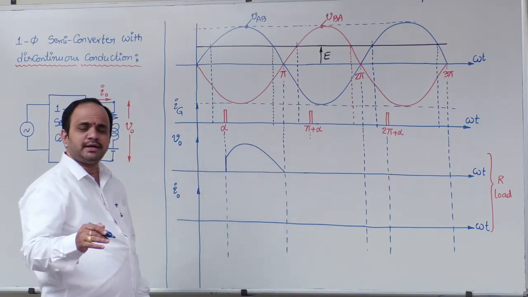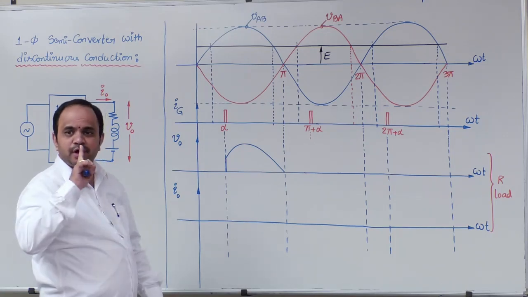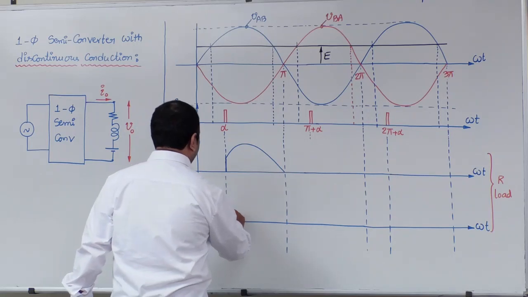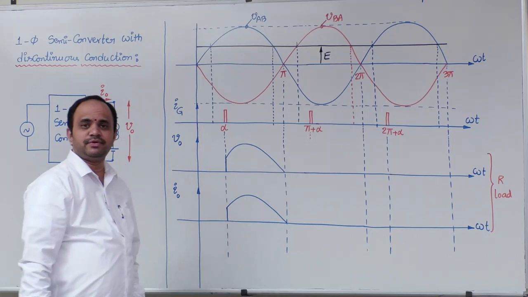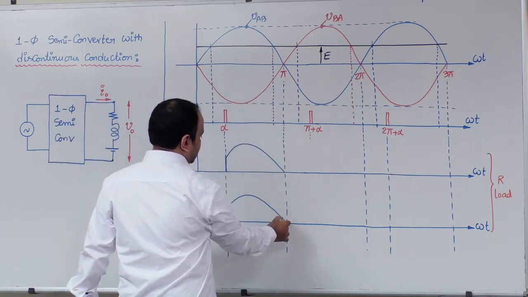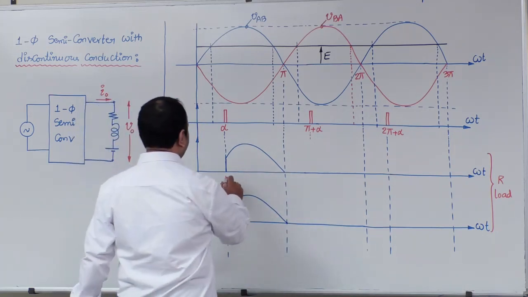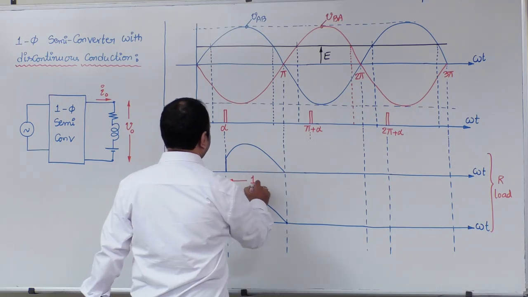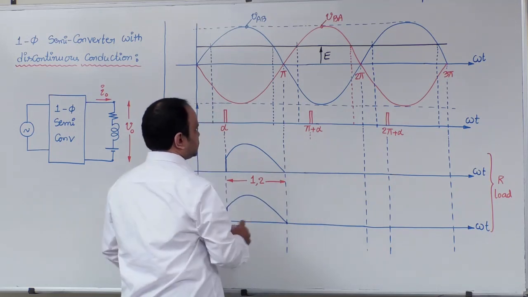So we know that for resistive load, output current will simply follow output voltage. Therefore, I naught waveform will be the same as that of V naught waveform. At omega t is equal to pi, the current reaches 0. So from alpha to pi, first and second position devices are in conduction.